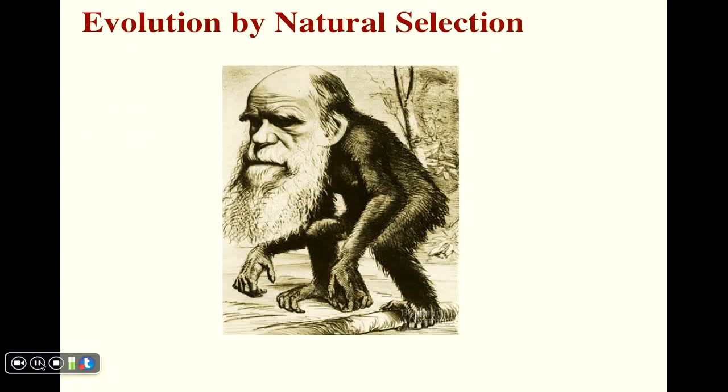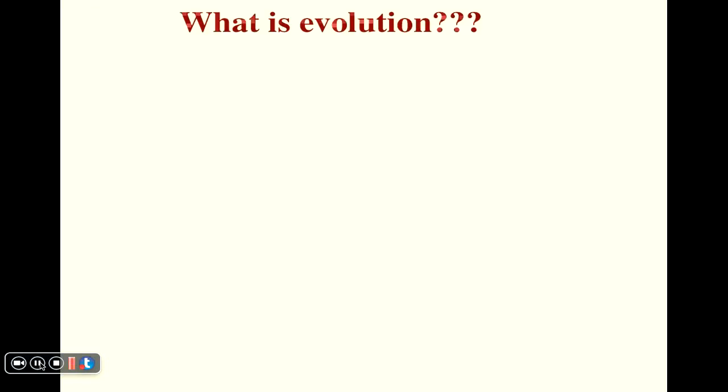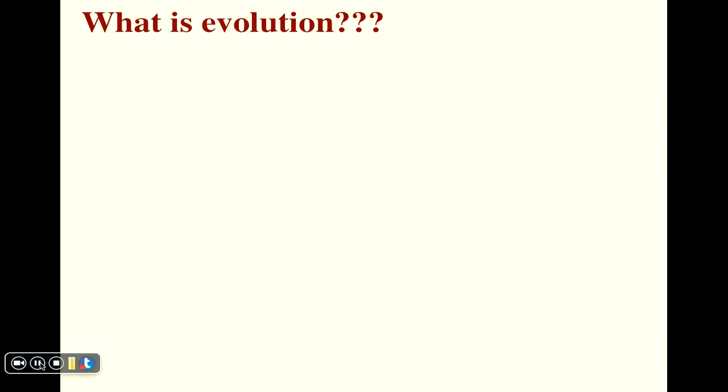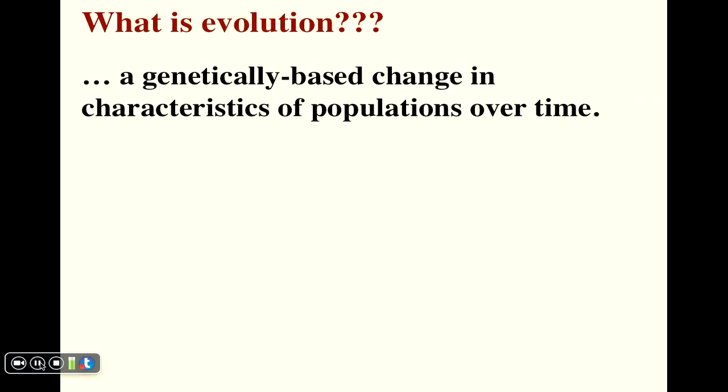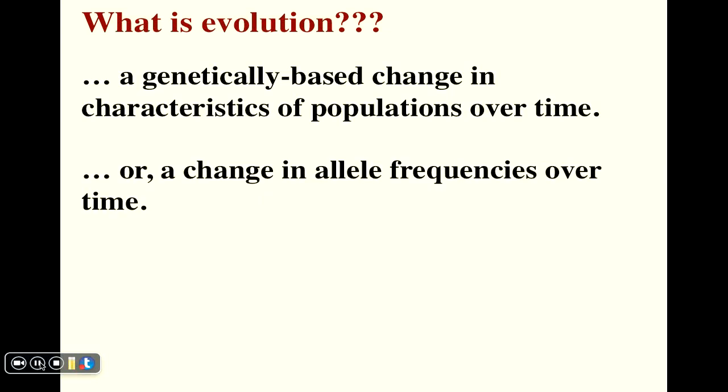We will now take a brief look at some basic concepts related to evolution by natural selection. Let's begin by discussing what exactly we mean by evolution. Well, there are several ways in which we could think about evolution, but let's just define evolution as a genetically based change in the characteristics of populations over time. Another way of thinking about this is a change in allele frequencies over time.